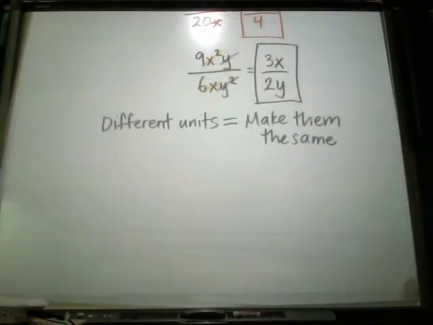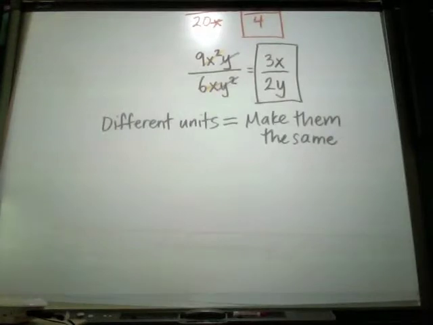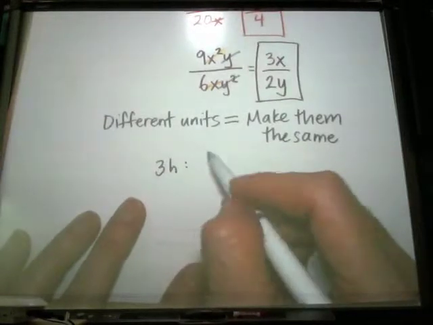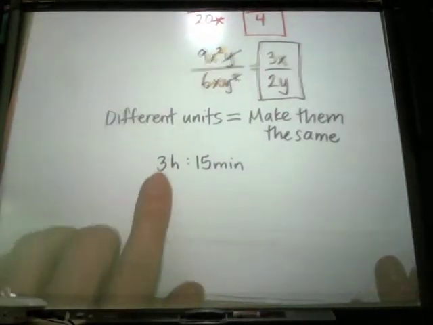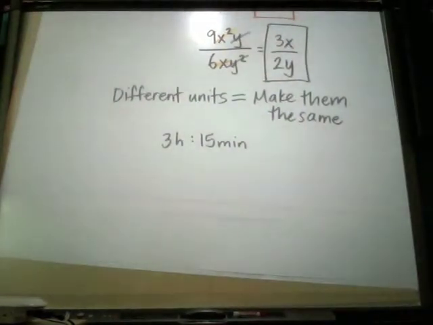These, we don't know what this stuff was. Is it cookies? Is it inches? Is it books? We don't know. So let's say, for example, I have 3 hours to 15 minutes. So first of all, I just, for a change, wrote this one with the colon instead of as a fraction. If you're asked to simplify this, but it has units, and those units are not the same, well, we can't compare them if they're not the same. Hours are not the same as minutes.